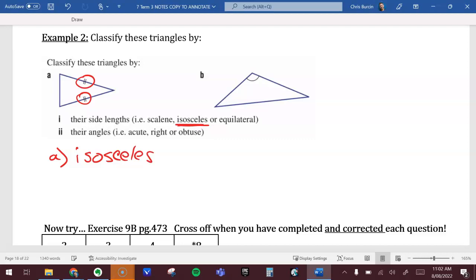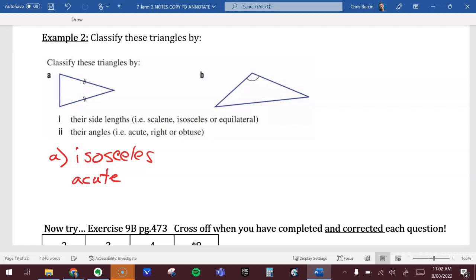And that's number one. And number two, I want to classify them by their angles. So an isosceles triangle doesn't look like it has anything that's bigger. I can measure and find out. There's no right angle, and there's nothing that's as big as an obtuse angle, which would be greater than 90 degrees. So I'd say everything is acute. So A is an acute isosceles triangle.